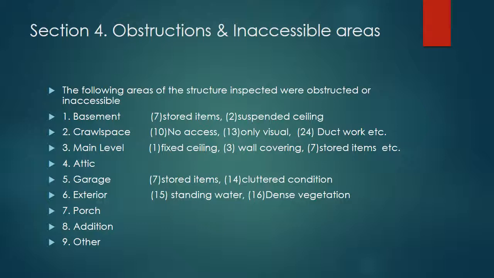So as we look at the obstructions and inaccessible areas, there's a lot of different codes on here, but this is the section where you're going to need to mark, for instance, you've got number 1, the basement. Well, for number 1 basement, we need to look at what codes might be a problem. Code number 7 on the termite letter would be stored items. Well, how often do you go in a basement and see stored items everywhere? Quite often you do, and you're not able to view the walls. So that again would be an obstruction, and you would mark number 7 in the line next to basement.